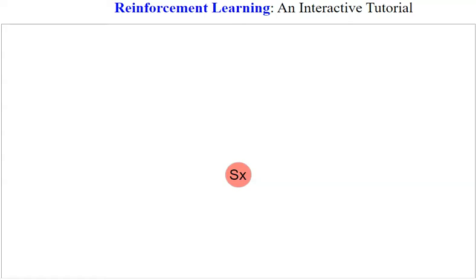Let's create a new environment and go along the agent step by step to see how it's learning to navigate. We will start by adding new states to the environment. Just click on the graph area to create a new state. Let's say two more states, S1 and S2. Then we create reward connections between these states.